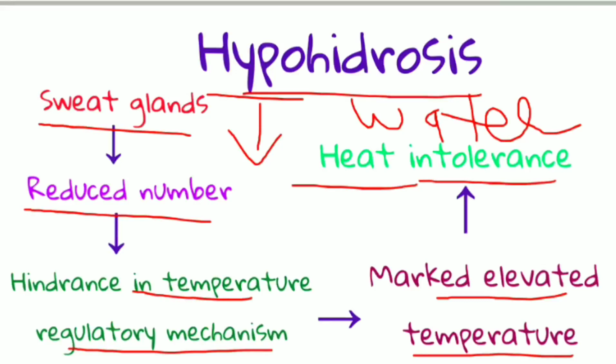So the patient will not be able to tolerate the heat at all. So this is what we call hypohidrosis. This is one of the features of this ectodermal dysplasia.